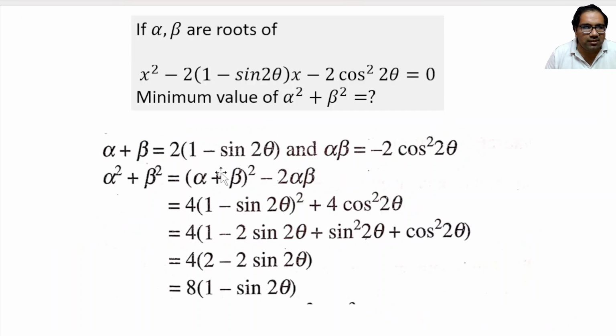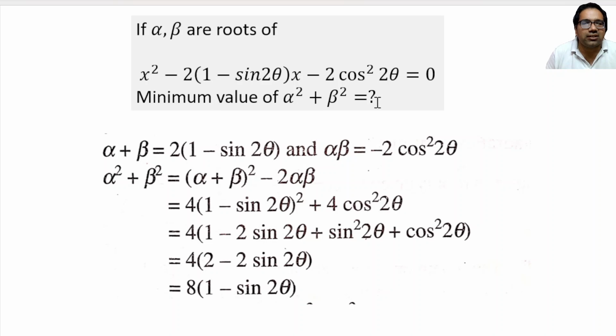Alpha square plus beta square is equal to (alpha plus beta) whole square minus 2 alpha beta, right? Alpha minus beta whole square also we can express in terms of alpha plus beta and alpha beta, right? Why? Because this one is alpha square plus beta square plus 2 alpha beta, and that 2 alpha beta will cancel. We'll be left with only alpha square plus beta square.